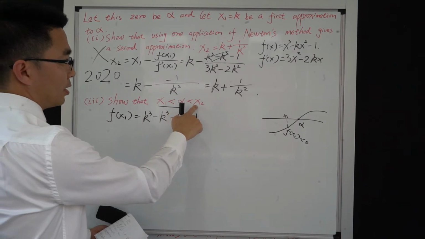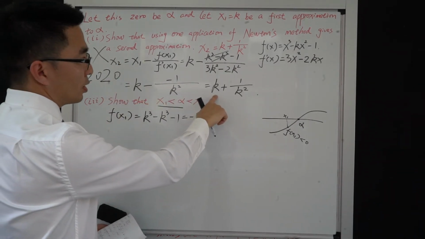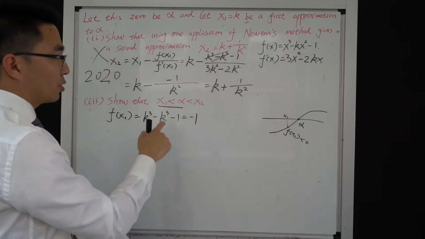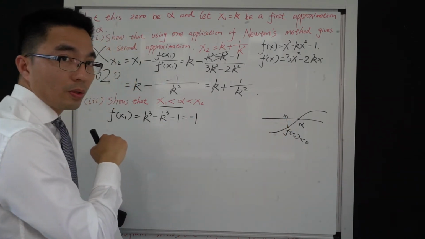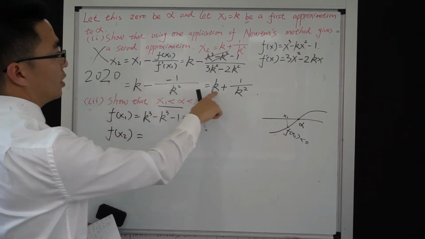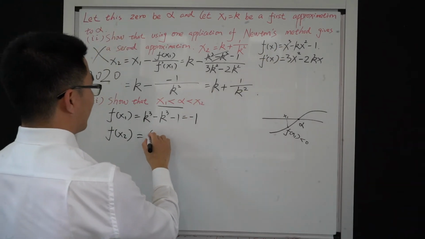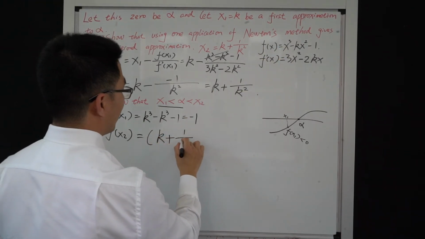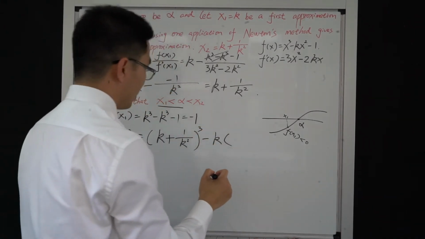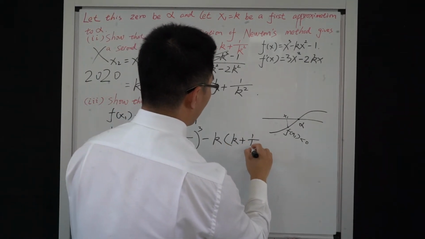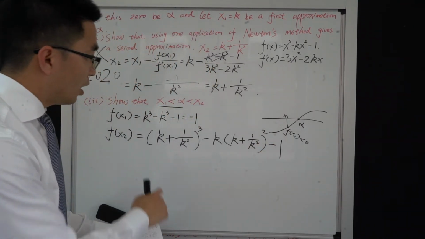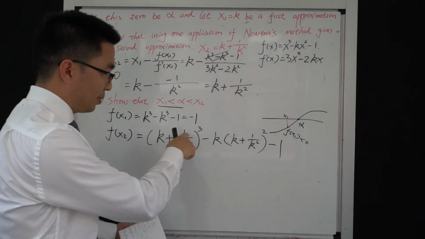We try to confirm the other part. For x2, we have found the value of x2 equal to k plus 1 over k squared. We substitute this into the original function to see whether f(x2) is greater than 0 or less than 0. So f(x2) equals (k plus 1 over k squared) cubed minus (k plus 1 over k squared) squared minus 1. And then you have to expand the brackets.